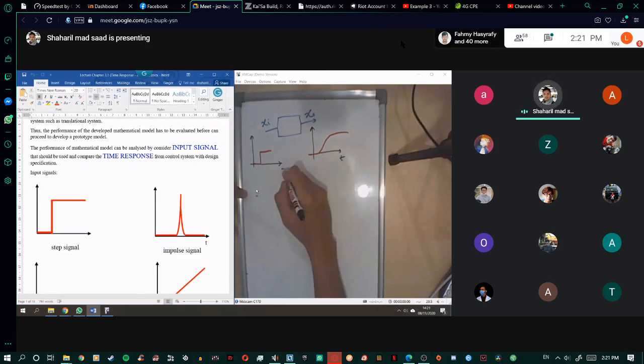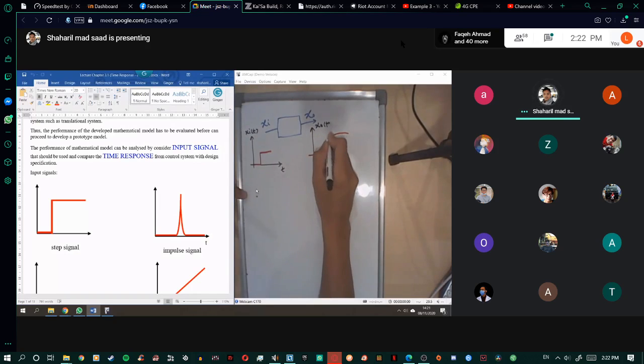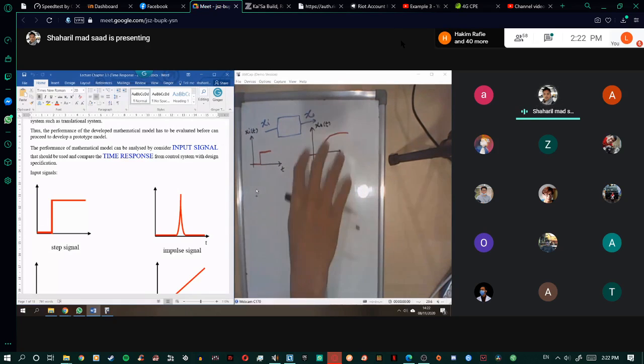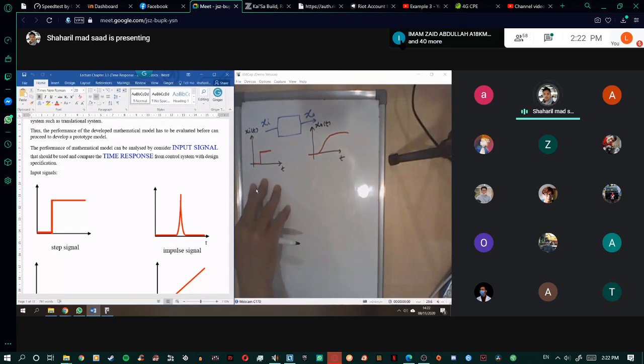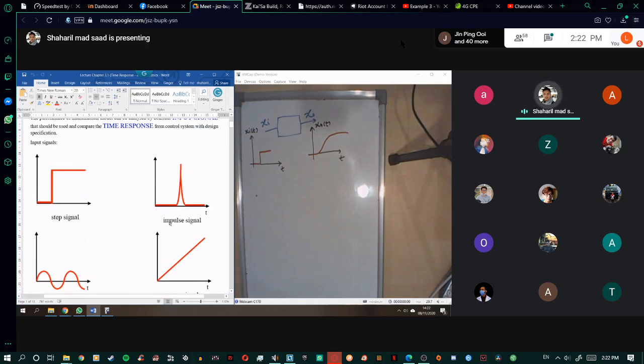So this one over T, this one over T. The input Si is also over T, and S naught over T. So the output will be almost the same as the input. Remember, the purpose of the control system is to make sure the output, which we call the desired output, is equal to the input, or what we call the reference. Whatever type of input you give this system, the output should be the same as the input.